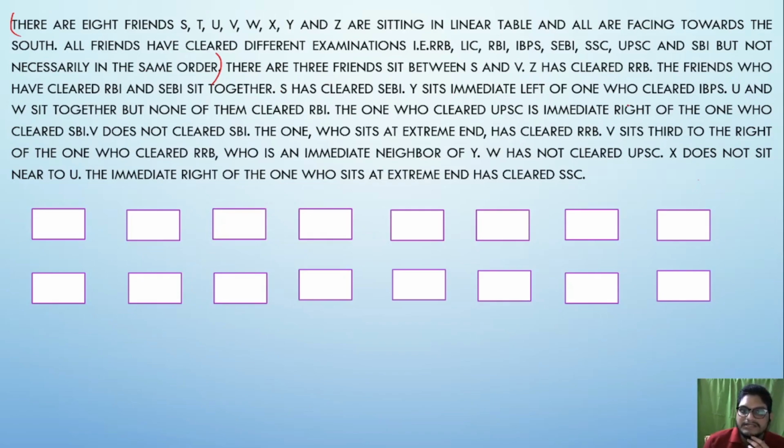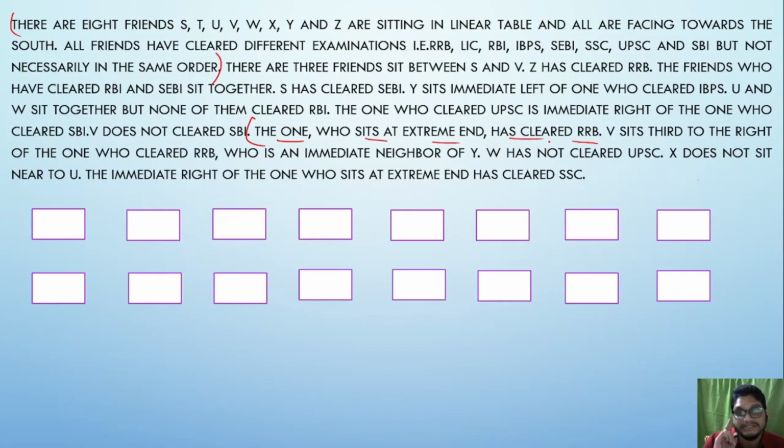S clears SEBI, Y sits immediately after the one who's cleared Q, and the one W sits now. The one who cleared the UPSC is an immediate neighbor of the one who's cleared SBI. I don't know. V does not sit near to you. The one who sits at an extreme end has cleared RRB. Okay, wait. This line, the one who sits at an extreme end has cleared RRB.